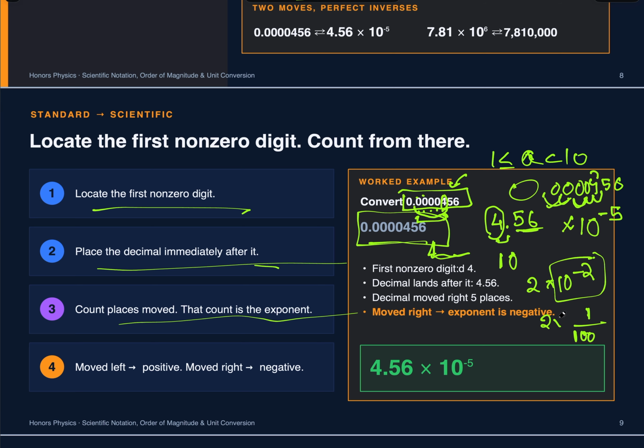What is 2 times 1 over 100? That's just 0.02. So you see, when you multiply by 10 to the negative something, you get a smaller number. When you multiply by 10 to the positive something, you get a larger number. That's why the exponent will be negative in this case, because this is a small number. You want to keep that smallness. You don't want to make it large.